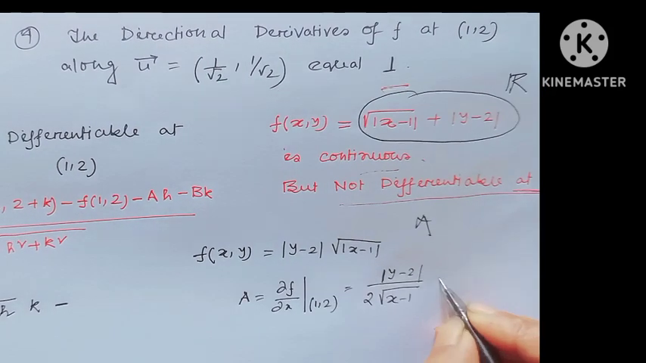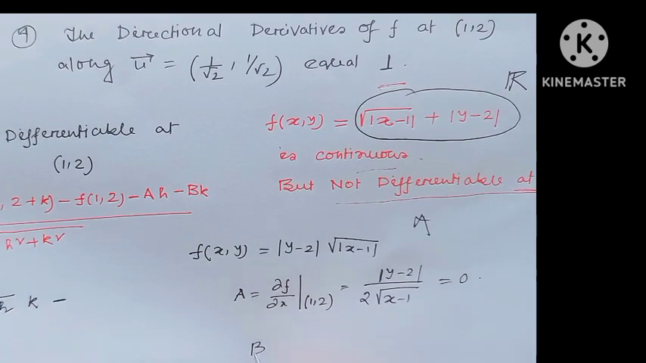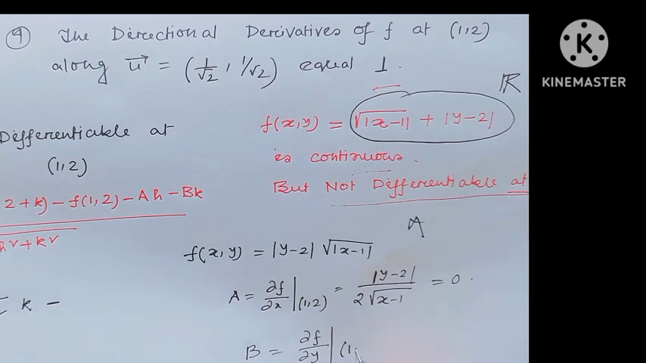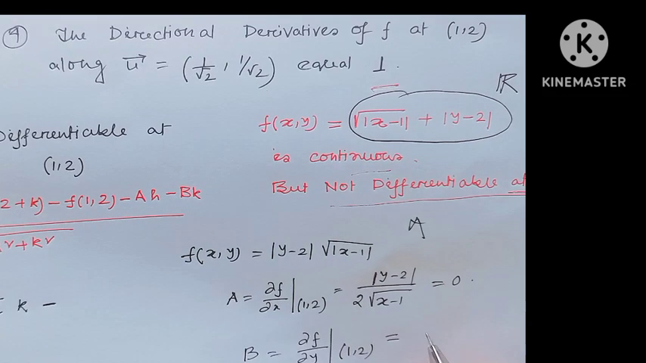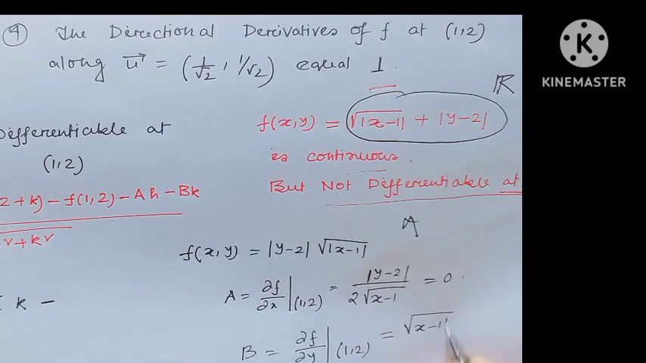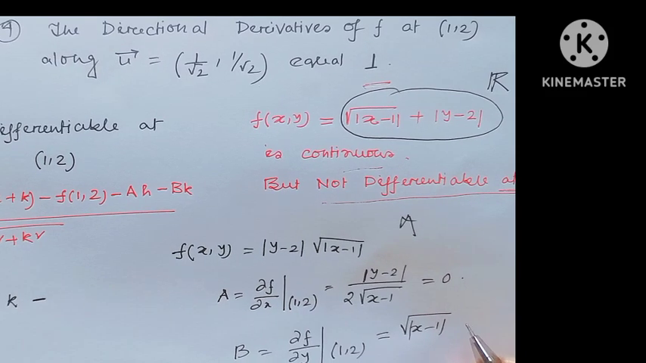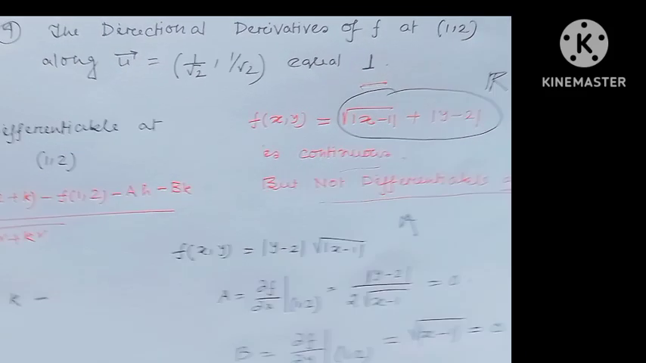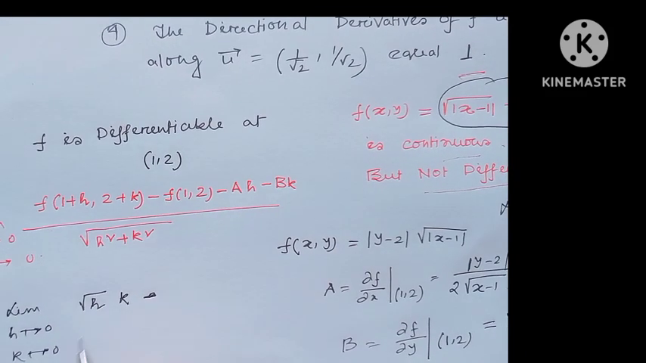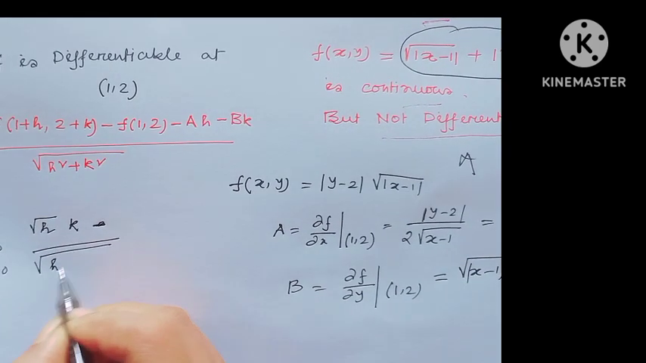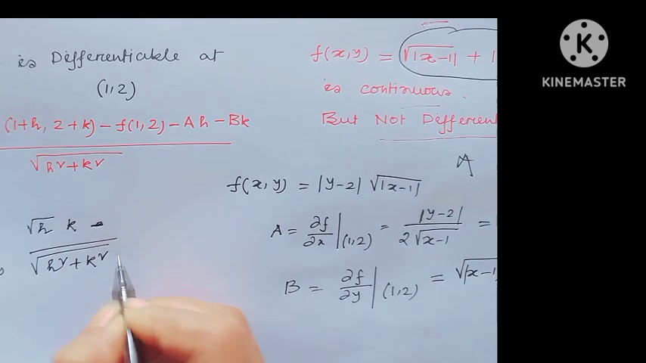At the point 1, 2, this value would be 0, and similarly b means del f del y at the point 1, 2. This value would be square root of x minus 1. So this value would be 0. So this is square root of hk divided by square root of h square plus k square.